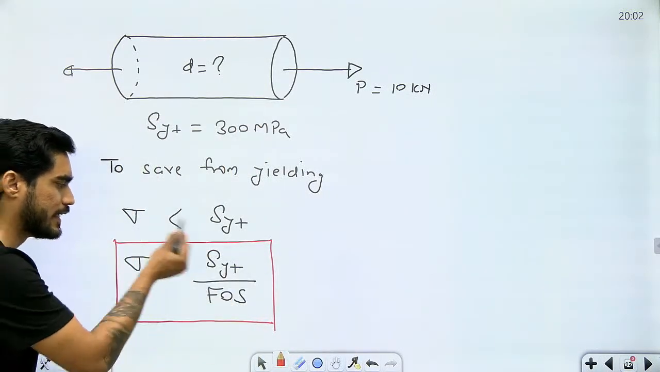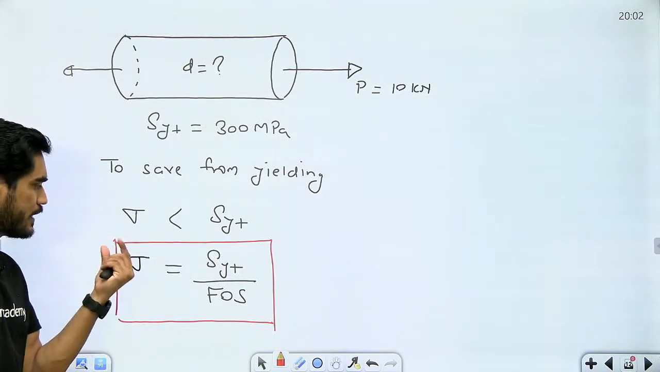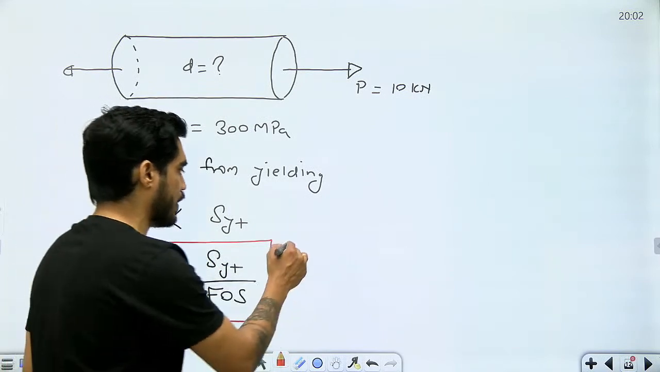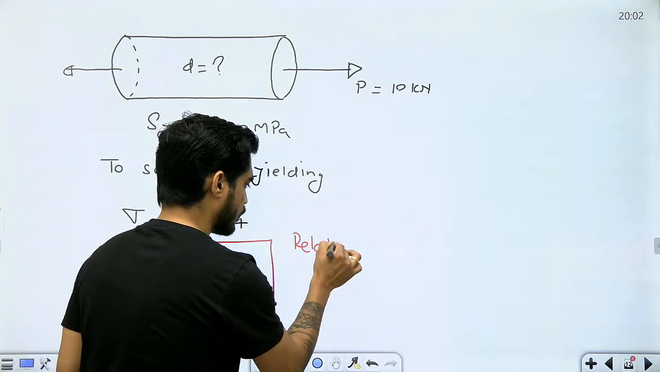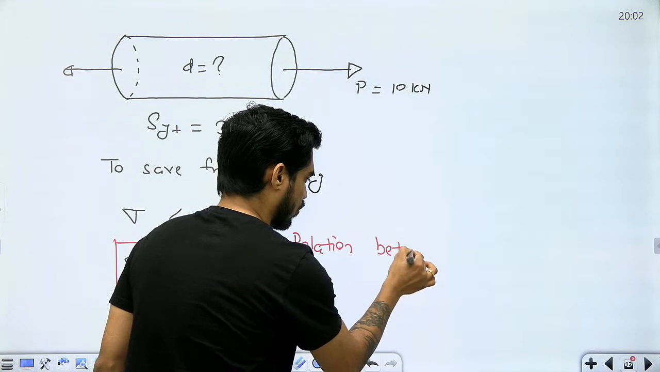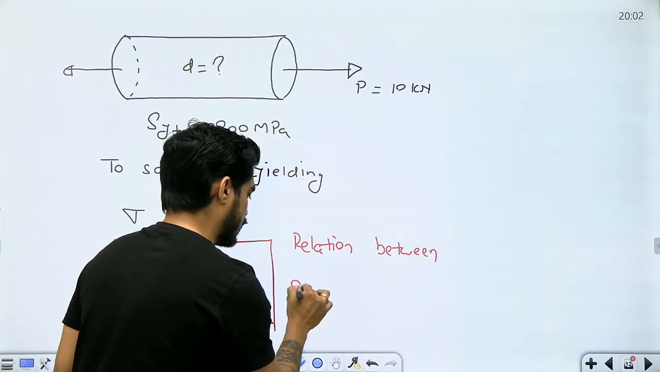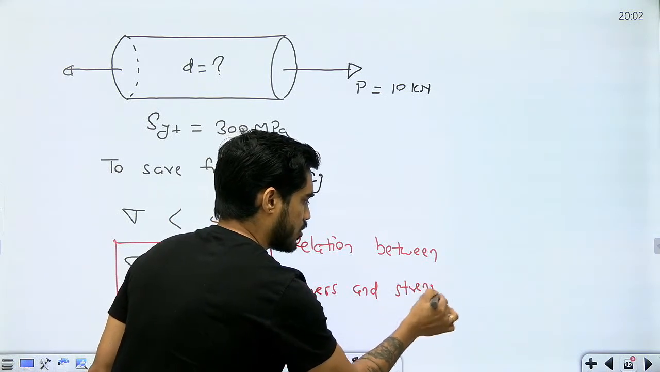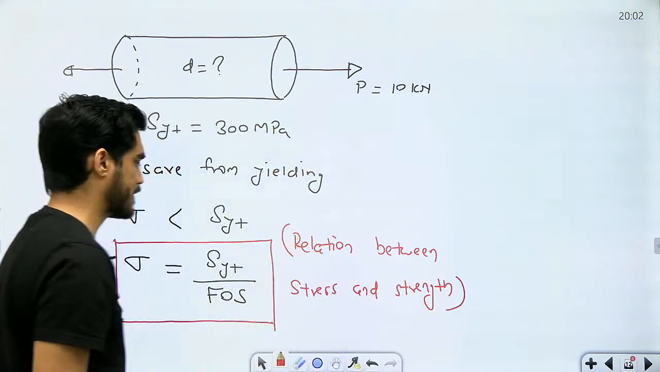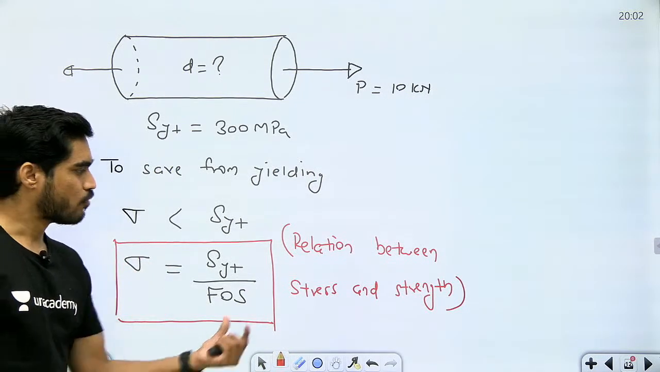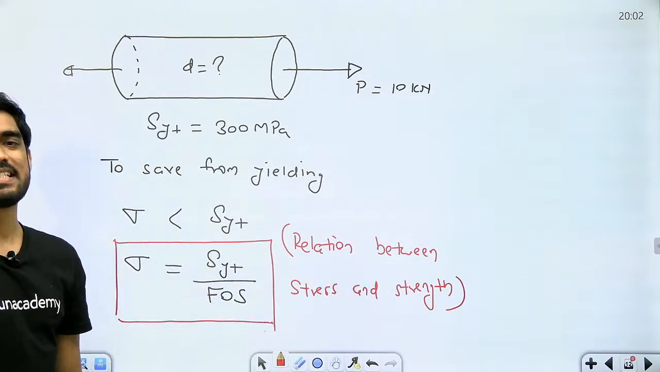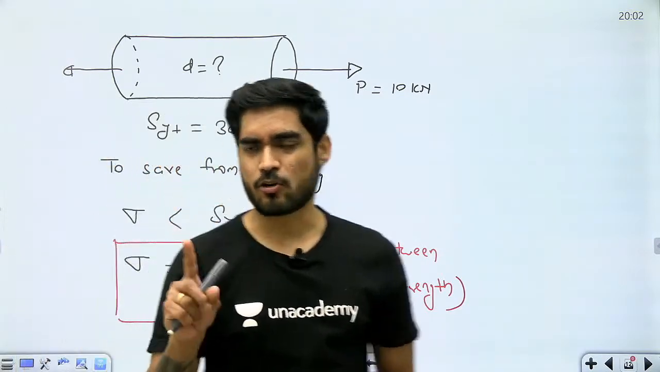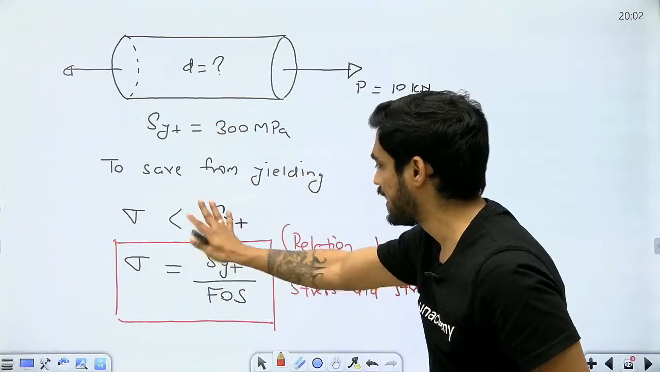Now understand, this is the relation between stress and strength. What is stress? This sigma is the stress. What is strength? This SYT is the strength. So this relation is a very important relation because you are going to get your dimension from this relation only.